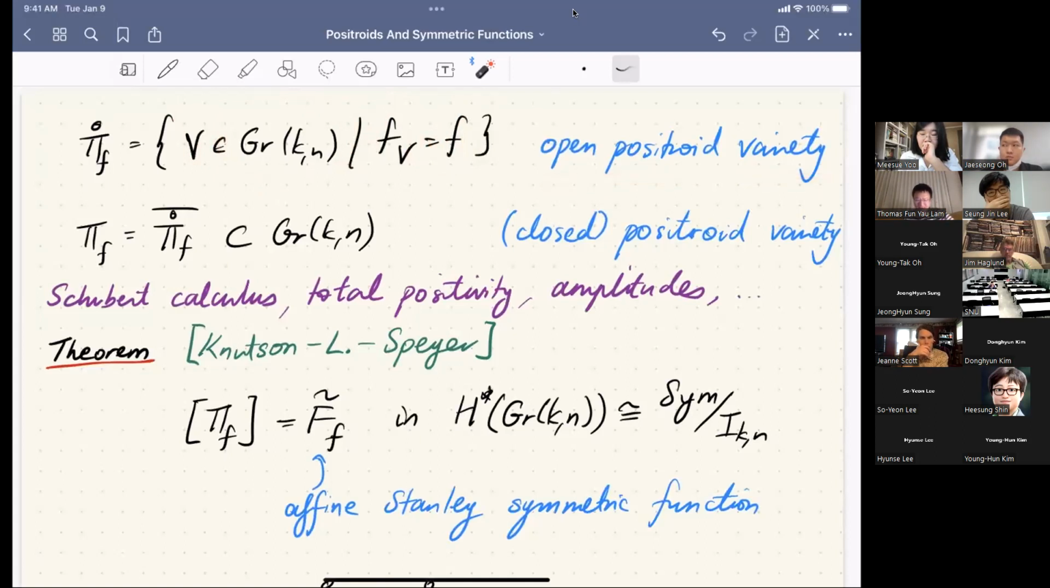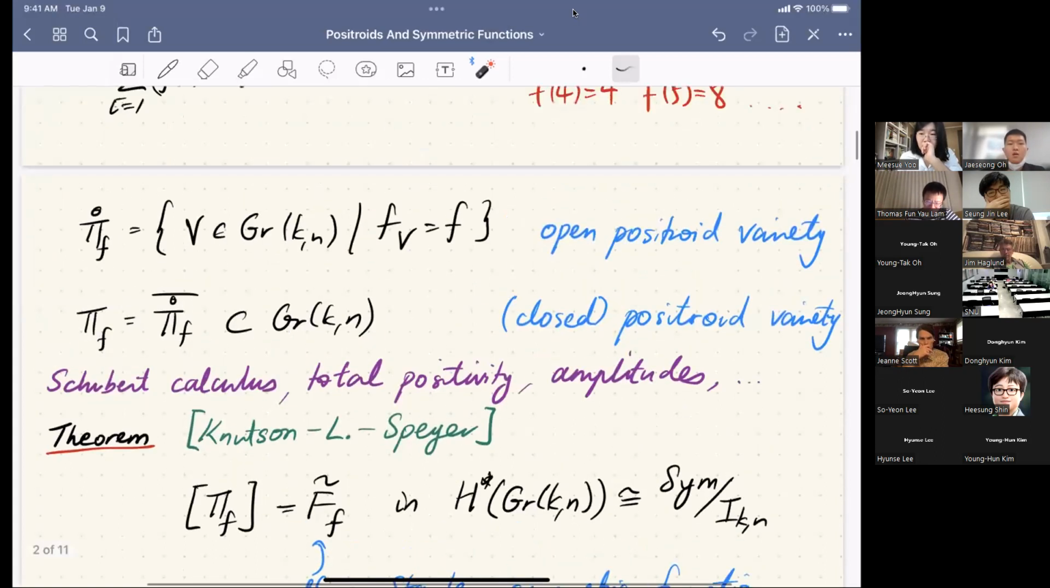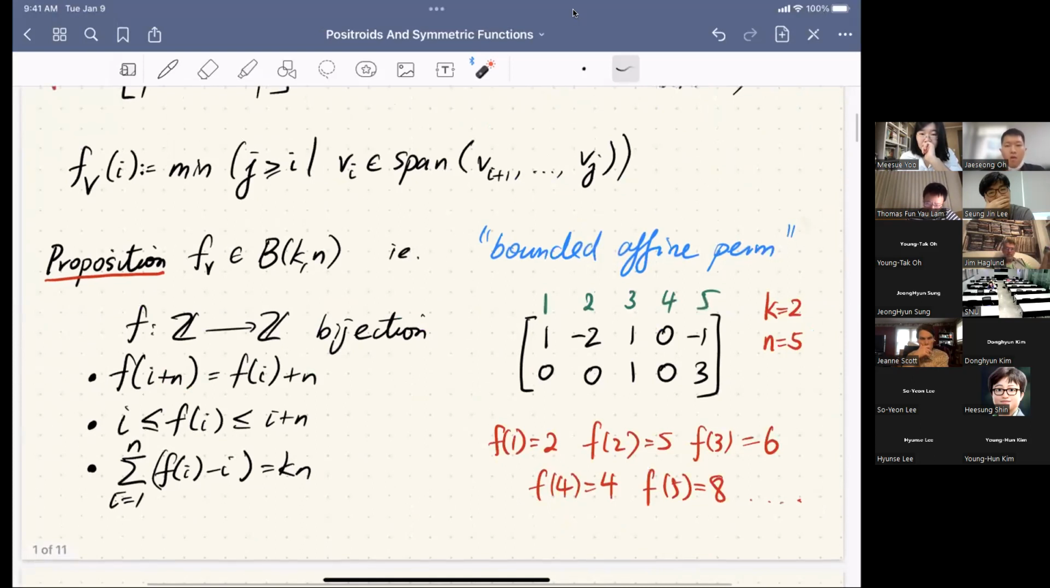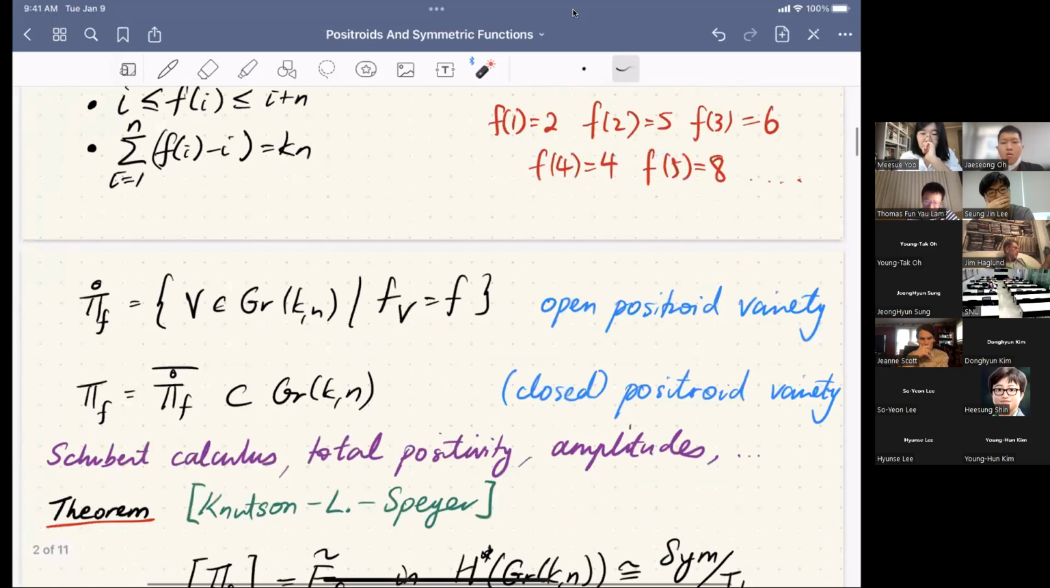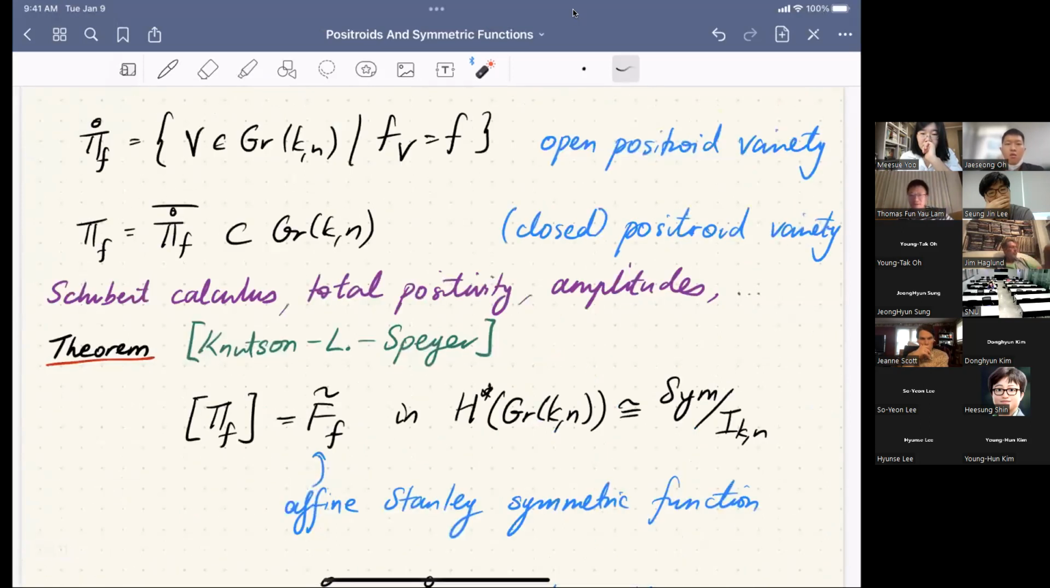It turns out that this guy is a smooth, irreducible subvariety of the Grassmannian. It's not closed though, it's only locally closed. And if you take its closure, then you get the positroid variety. So I won't say that much about these things, but the point is that if you give me something that satisfies this collection of conditions, I can produce for you a subvariety of the Grassmannian. So there's some geometry associated to every banded affine permutation.